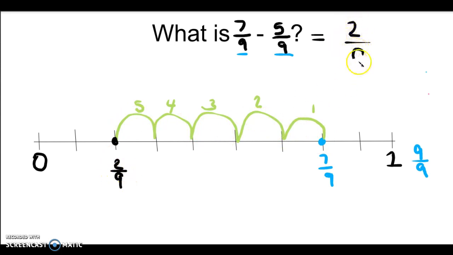Okay, so that is the very easy method for subtracting fractions on a number line. You can do this for any fraction as long as they're speaking the same language and you've cut the number line into the correct number of pieces. So I hope this strategy works for you and you can add it to your bucket, your toolbox.